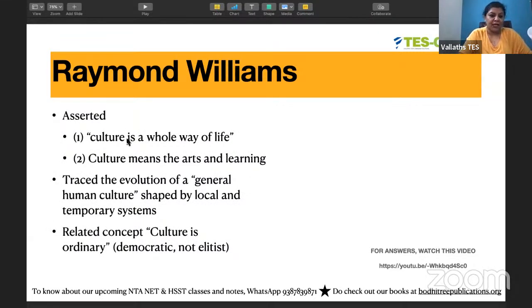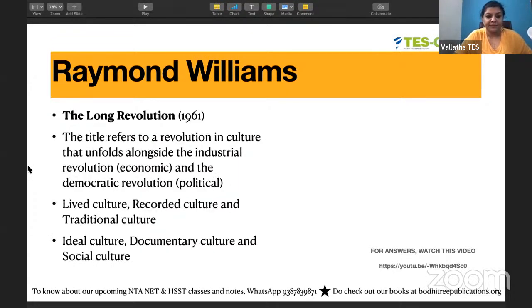Raymond Williams asserted culture is a whole way of life. He said culture means the arts and learning. He traced the evolution of a general human culture. The related concept, culture is ordinary, is also Raymond Williams. Will you remember? Then he wrote The Long Revolution. The title refers to a revolution in culture that is coming in the future.